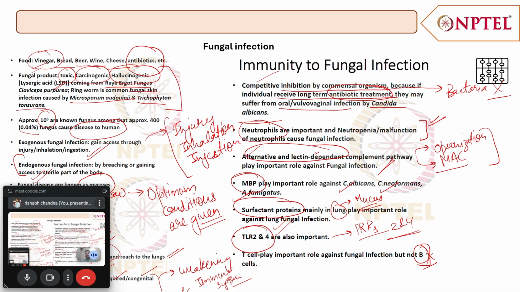Both the alternative and the lectin-dependent complement pathways play an important role during the fungal infection. Out of these, the mannose binding protein plays an important role, binding to all the species of Candida. Surfactant proteins in the lungs help in achieving the immune response. TLR2 and 4 are important PRRs of the innate immune system that help to recognize fungal infections. And out of the T and B lymphocytes, T lymphocytes play an important role in mounting the immune response against fungal infection, but not the B cells. Okay, so this is how our body protects us from the fungal infection.